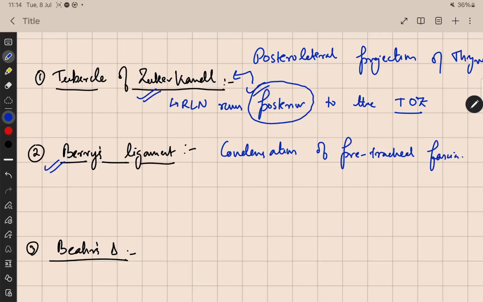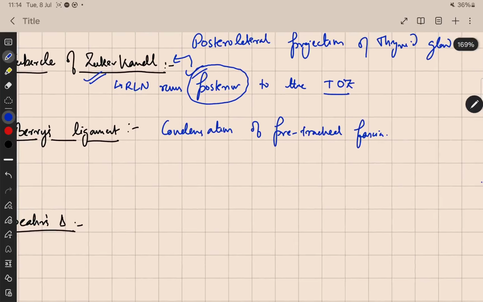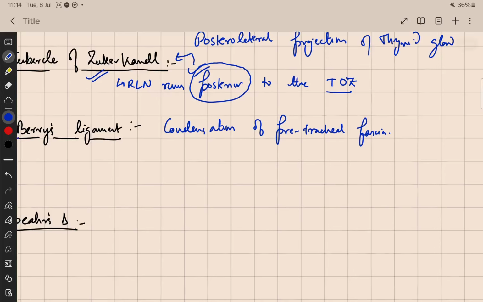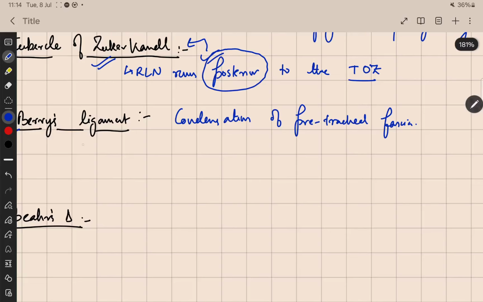Guys, we'll discuss the fascia of neck and many other structures in some other class. Today we will be just focusing on thyroid gland. So thyroid gland is attached to trachea through the Berry's ligament.